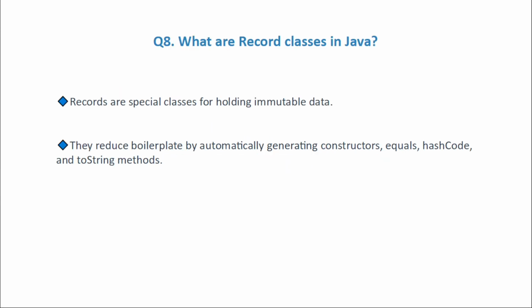Let's move on to record classes, a relatively new feature in Java. Records are a quick way to create data carrier classes. Before records, we wrote a class with private fields, constructors, getters, a toString method, and an equals method. That's a lot of boilerplate code. So with record classes, you just declare it and Java generates all that for you automatically.